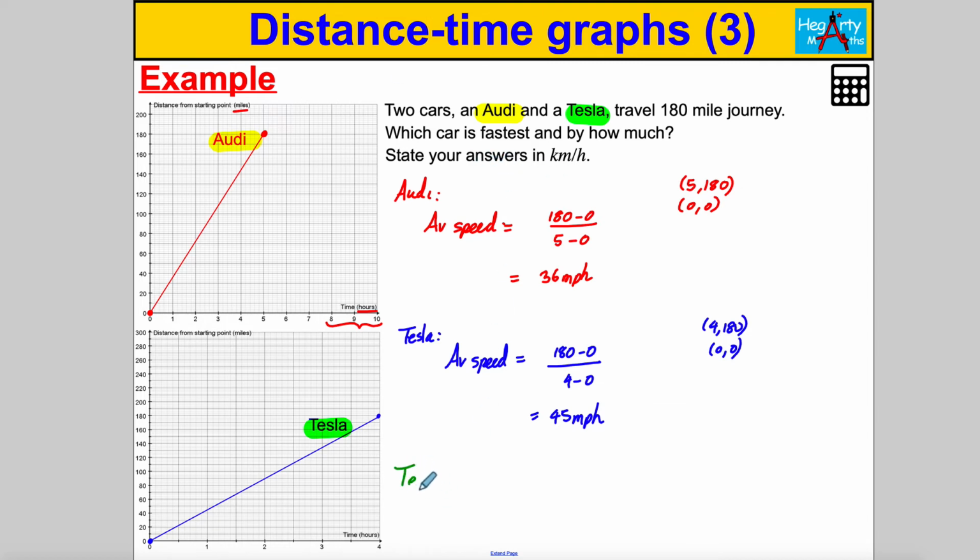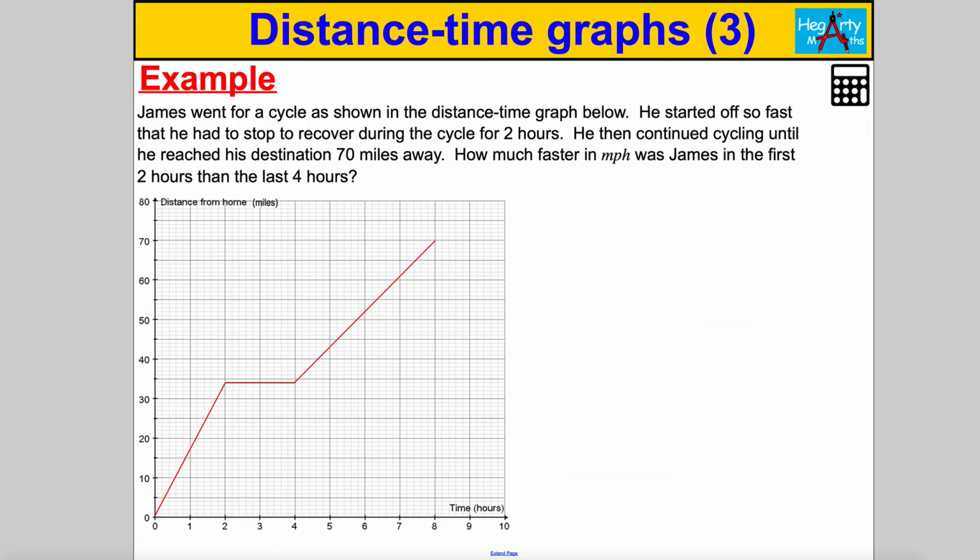So the Tesla is faster by 45 take away 36, which is 9 miles per hour. And we're done. Next question. Pause the video and have a go.